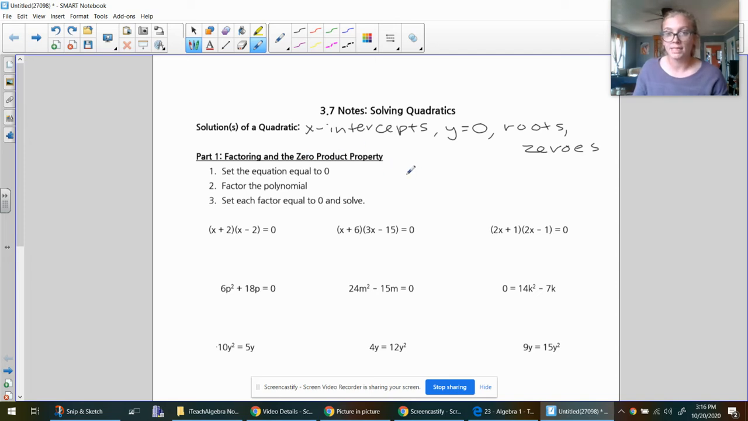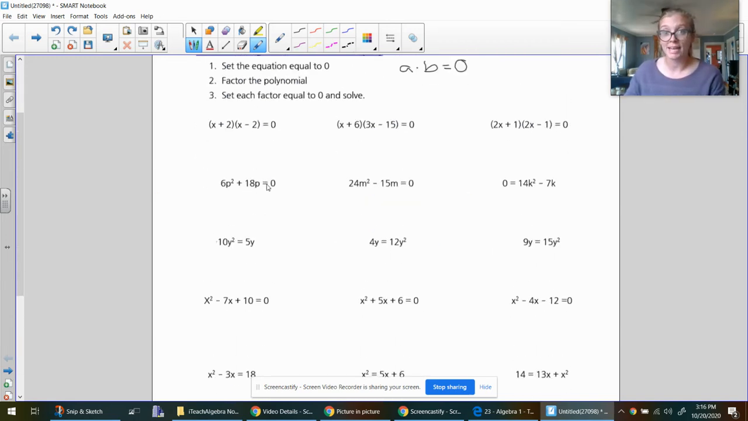So the zero product property tells us that if I multiply two things and it equals 0, then one of those two things, or both, either A or B, has to be equal to 0. So if I factor something, if I figure out what multiplies to get to that product and set it equal to 0, then each of those factors can be set equal to 0, and that is how we're going to solve.